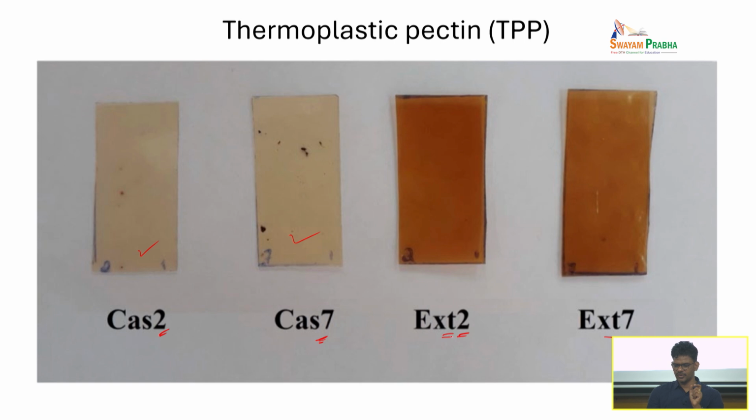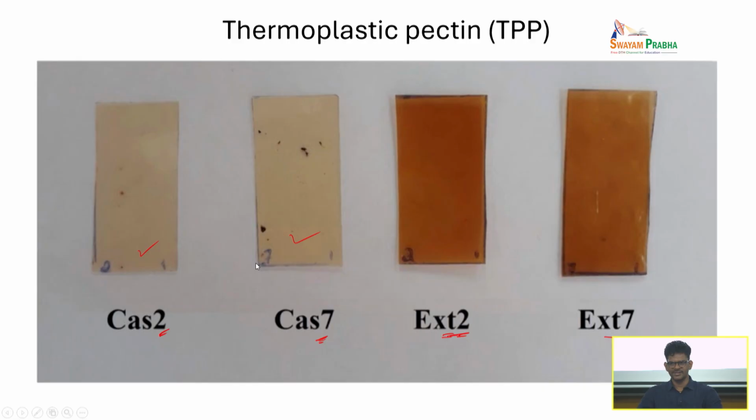This color change is because of... can you explain why this color change happens? Any example, any idea? What is pectin made of? Sugar. So what happens if you heat sugar? Caramelize. Yes, that's exactly what happens here. Because you are heating at 100 and 110, some of the sugar molecule actually caramelizes, and that's what you see here as a color change, right?